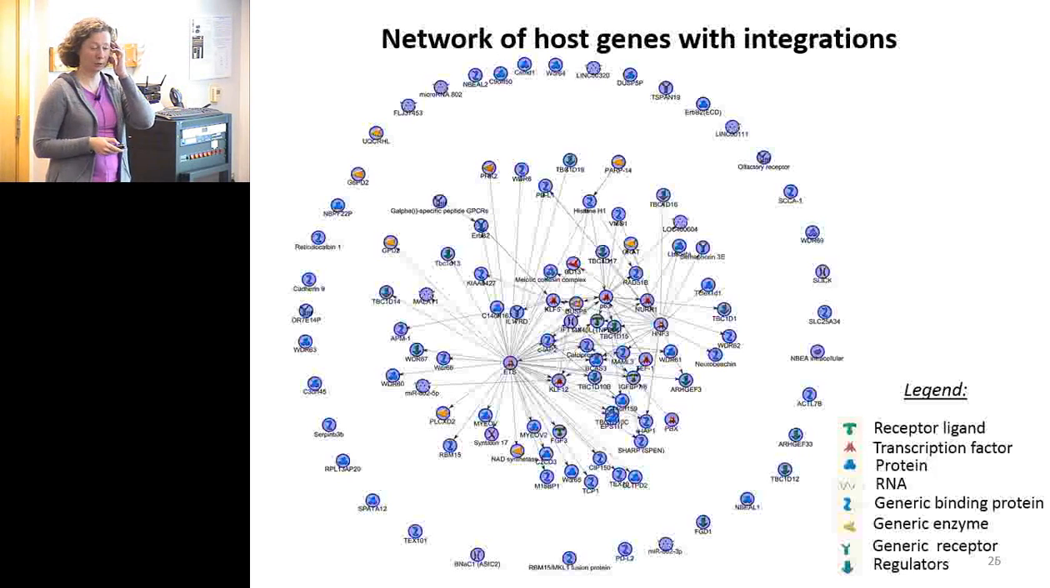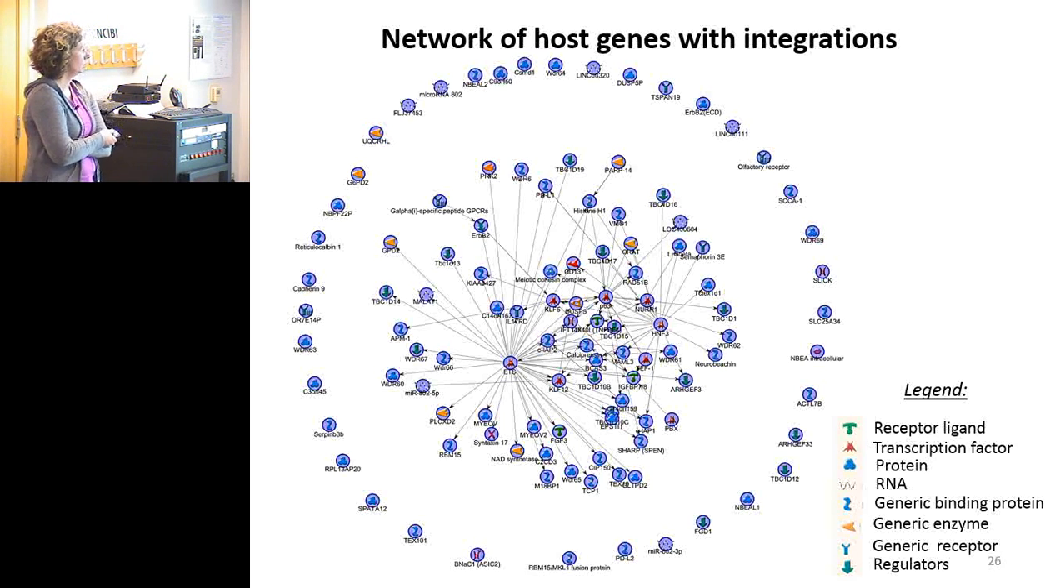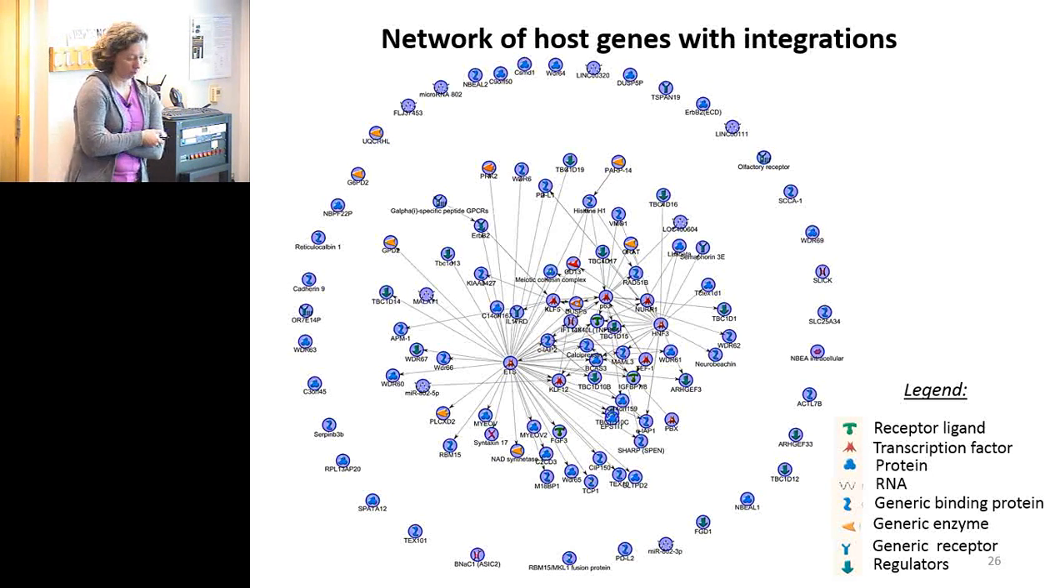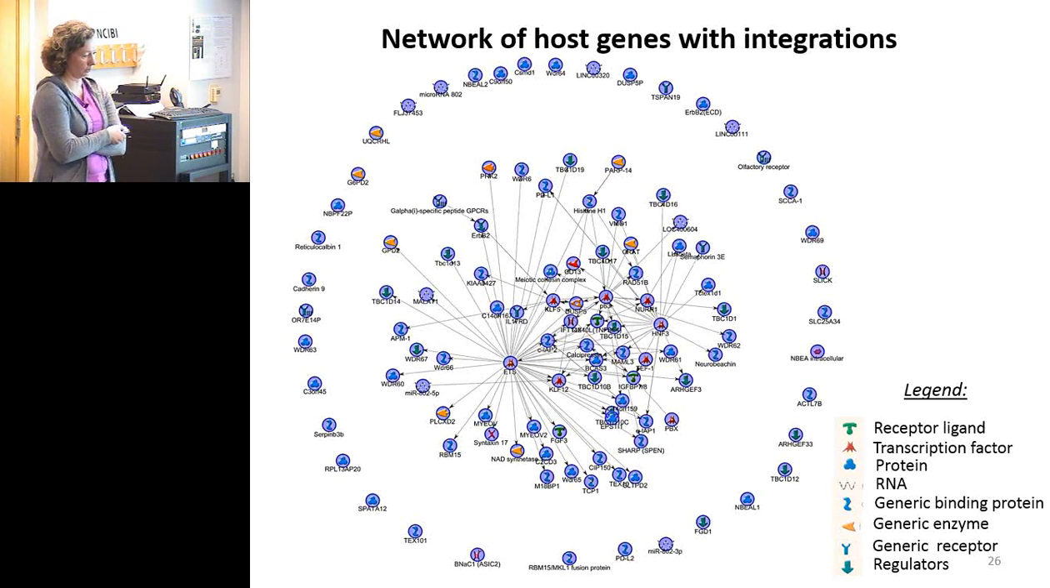And in the next step of our analysis, we performed analysis of protein interaction networks. For this analysis, we used MetaCore software, and we used 83 host genes harboring integration of viruses. For construction of this network, we used a shortest path algorithm with one step in interaction, direct interaction between nodes.